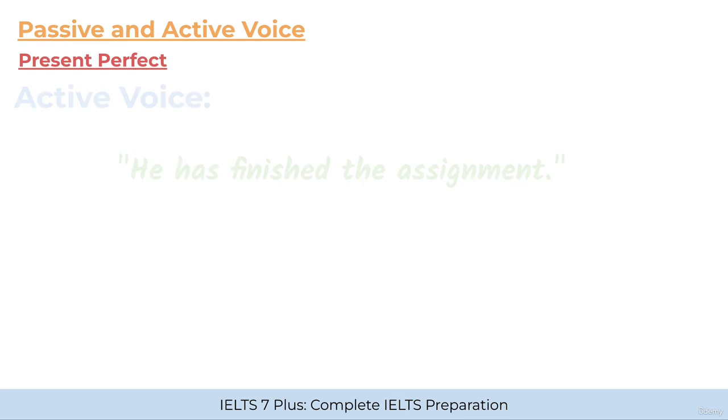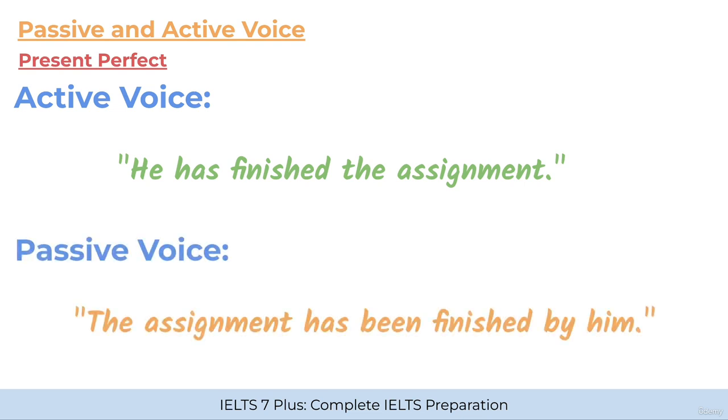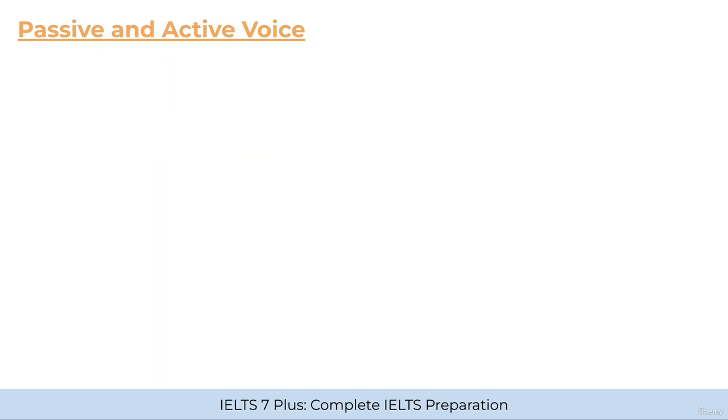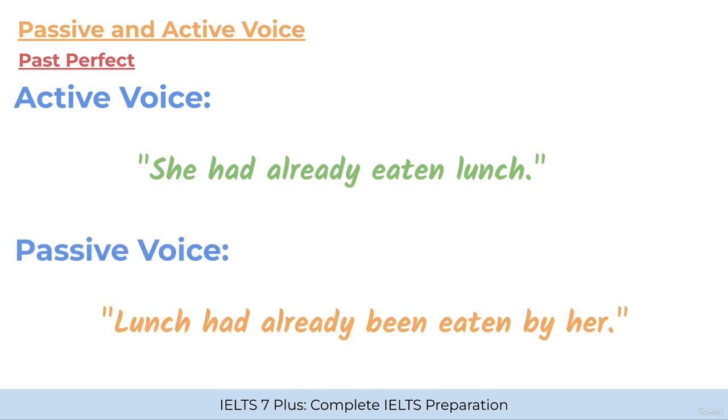Okay, present perfect. He has finished the assignment. So that's the active voice. What is the passive? Let's have a look. The assignment has been finished by him. Okay, and then we have our past perfect. She had already eaten lunch. Any ideas what we would need to change? Have a think. This can become lunch had already been eaten by her.